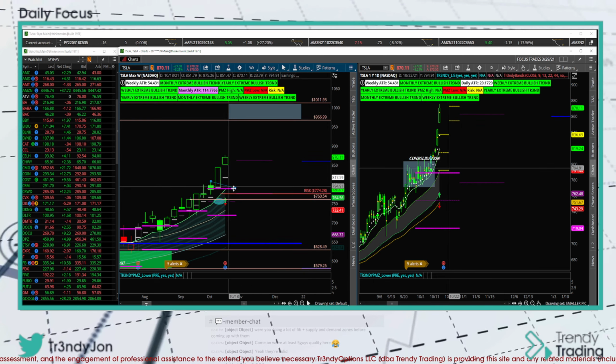Same thing. I'm going to use a little bit different. I'm going to go all the way up to the 50 because Tesla, this thing can really get going. So on the top side, you could see all the way up here towards 1,000. All right.